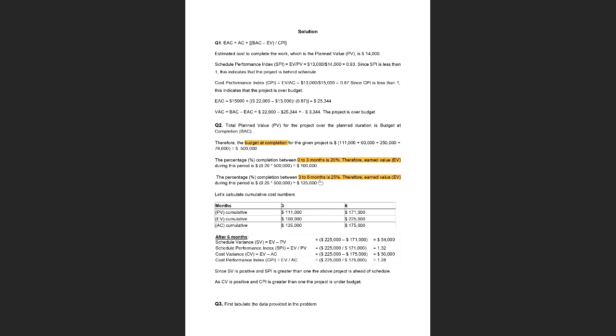Now, what do you need to find this variance and index? You need to know your plan value, your earned value, and your actual cost at the end of 6 months. This is what we need. For the plan value, you simply add up the plan value for the first 3 months and the plan value for the next 3 months, and you get this number.